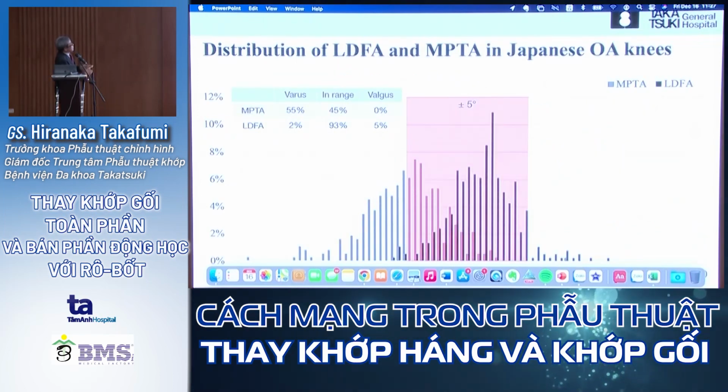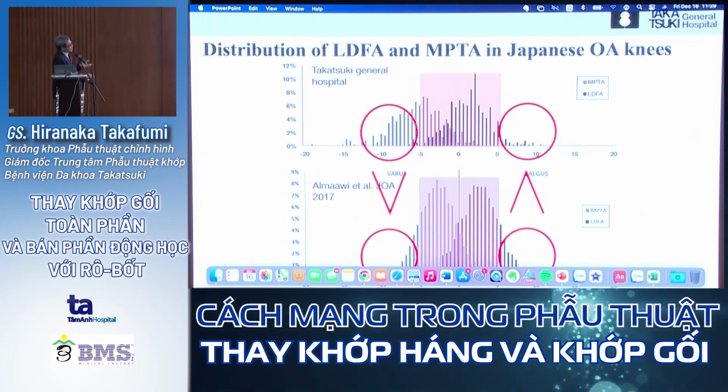This is Japanese data, our data in terms of MPTA, tibial joint line and femoral joint line LDFA. In terms of the tibial side, most patients are out of plus or minus 5 degrees. Around half of patients have more than 5 degrees of imbalance on the tibia side.